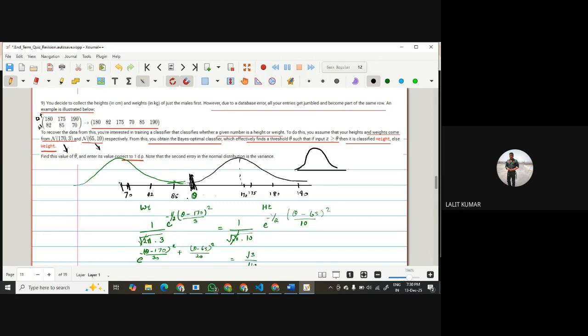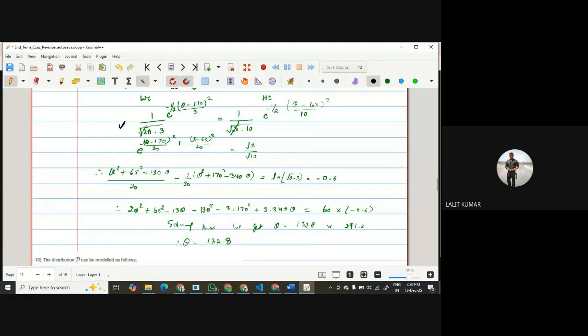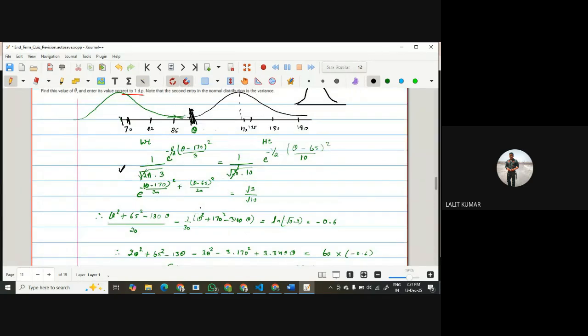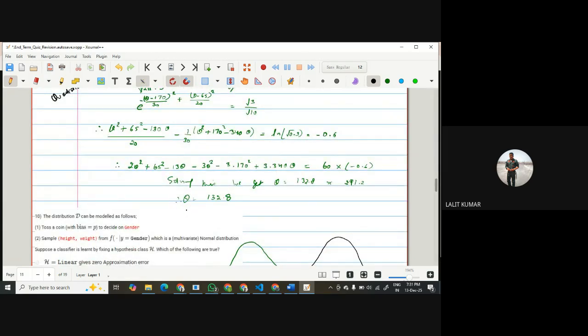So again, what we have to do is set the probability of this distribution equal to the probability of this distribution. So we use the same formula, the Gaussian formula. And when we solve the quadratic, another important point comes up: when we have Gaussian distributions, we get a quadratic solution. So this is for height, this is for weight. We equate, the 2 pi and root 2 pi cancel out. We get a quadratic equation.